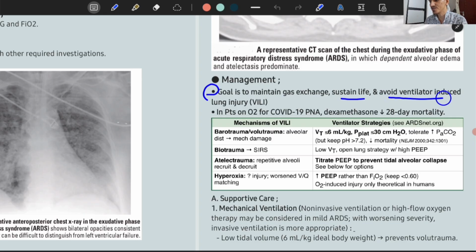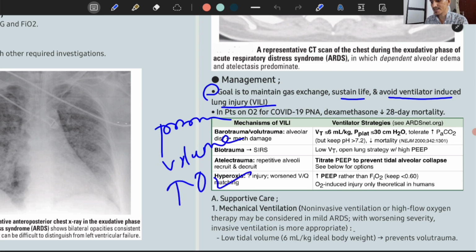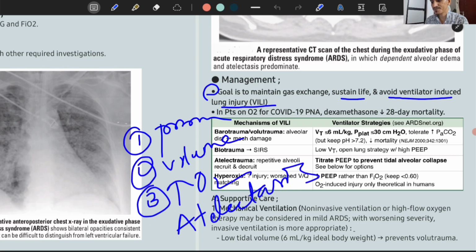We need to avoid ventilator-induced lung injury. How does it occur? Due to pressure, volume, excessive oxygen, and atelectasis. These are the four mechanisms by which ventilation can cause damage. So you need to adjust the respiratory support so that the patient can pass the critical phase without any additional injury from the respiratory support itself. That is the main critical strategy behind handling patients of ARDS.